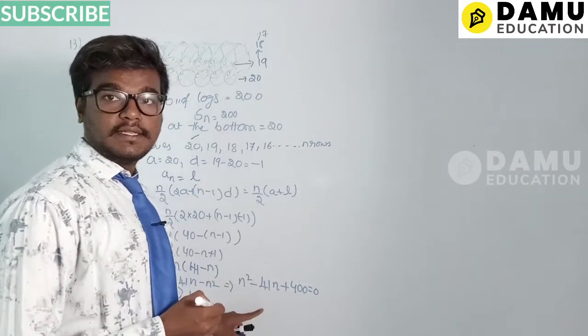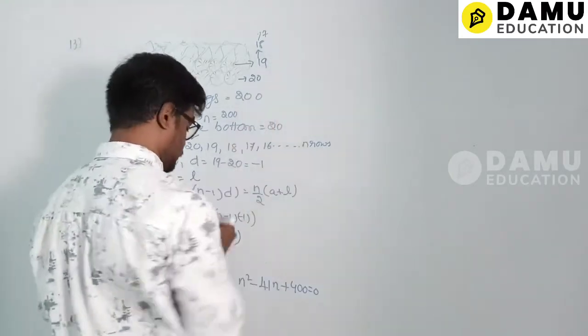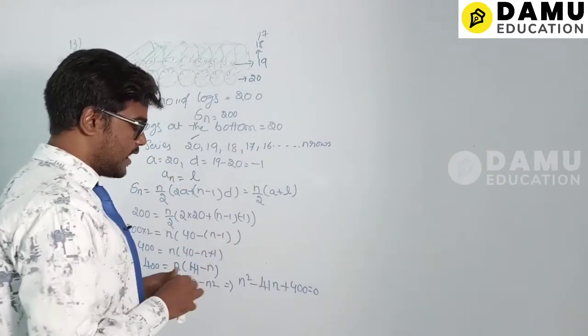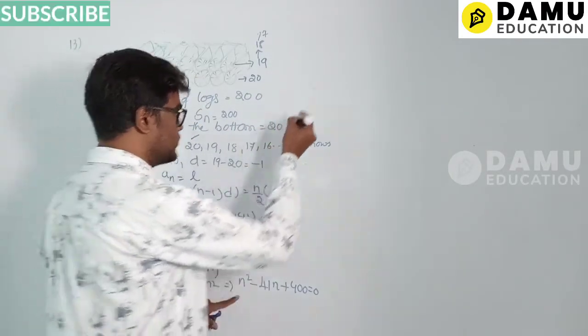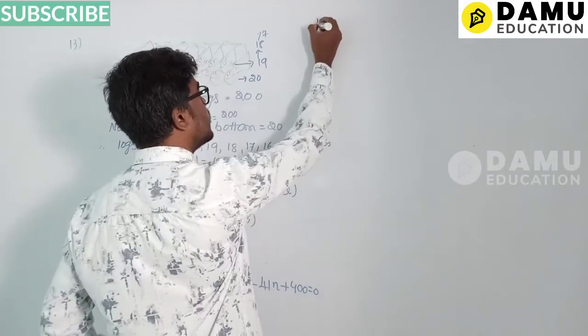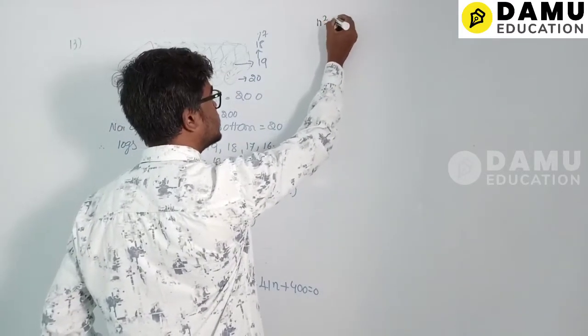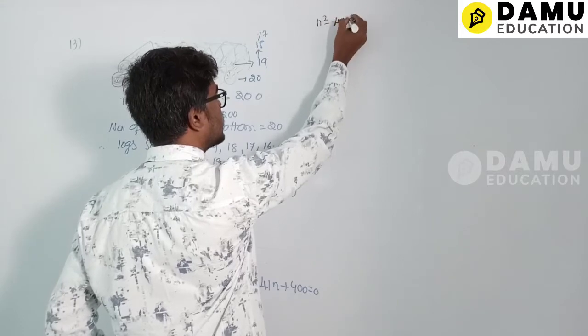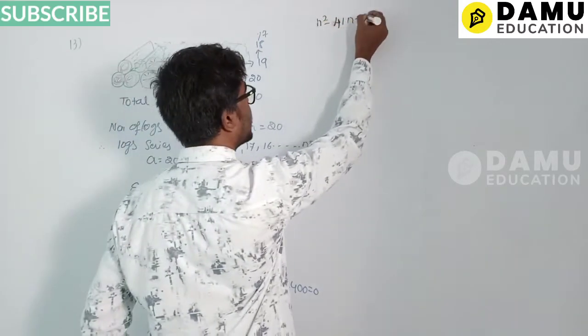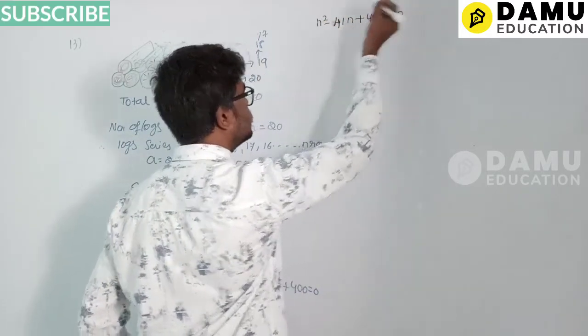We have to factorize this one. So factorize this: n square minus 41n plus 400 is equal to 0.